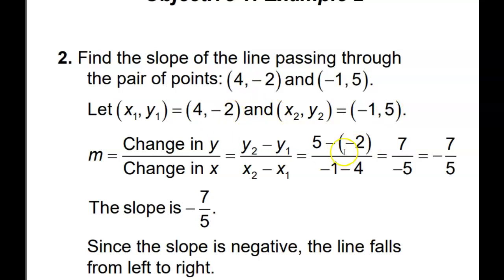So I have 5 minus a negative 2, which will give me a positive 7. And then because I started with the 5, I have to start with the negative 1 on the bottom. Negative 1 minus 4, negative 5.